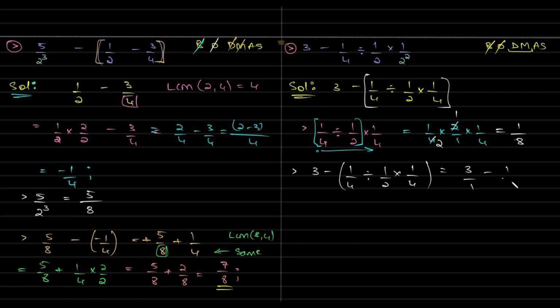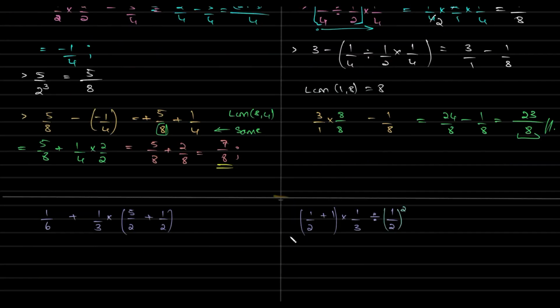3 by 1 minus 1 by 8. So the LCM between 1 and 8 is 8, and we have to make the 3 by 1 have 8 in the denominator, and 1 by 8 already has 8, so we need not bother with that. So how do you do that? How to have 8 in the denominator? What should I multiply and divide with? 8, right? So 8 3s are 24 by 8 minus 1 by 8. So 8 in the denominator, 24 minus 1, 23. And we are done. This is in the simplest form, so we need not do any more math.